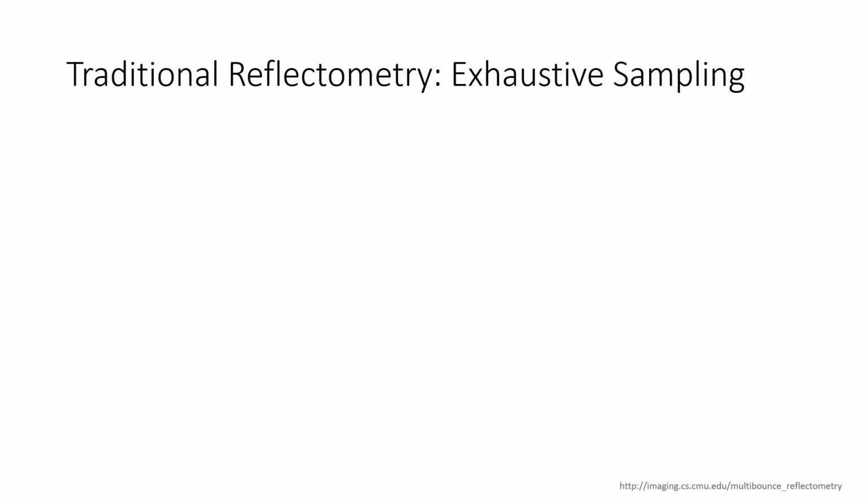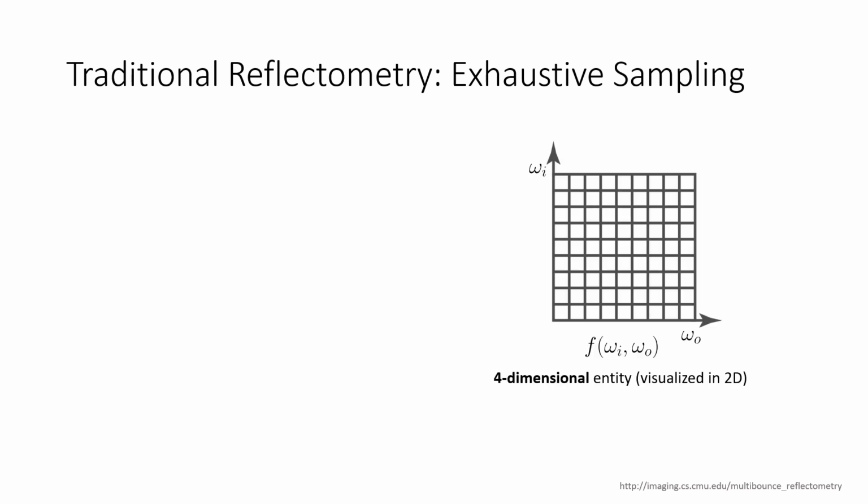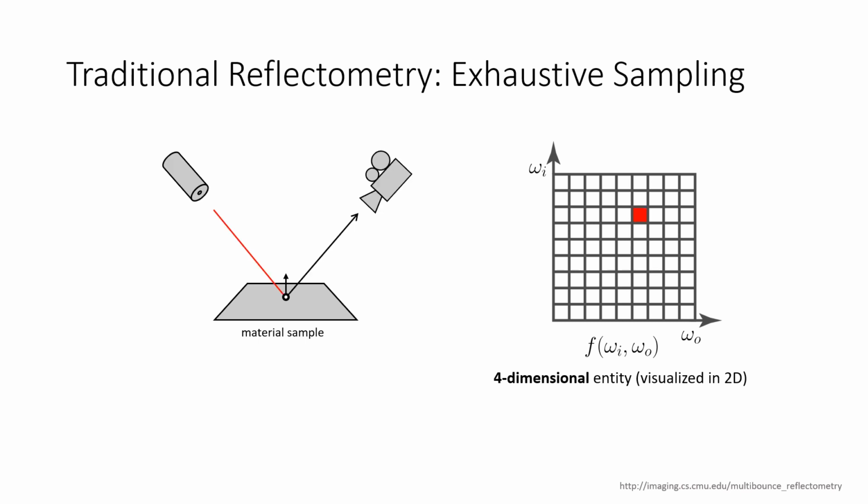In its most general form, the BRDF is a 4D function representing the amount of light a surface reflects for any combination of incoming and outgoing directions. We will discretize this function and visualize it as a 2D matrix for convenience. Probably the simplest reflectometry procedure is to use a Gonio reflectometer. We use a laser and a camera to image a flat material sample from all different combinations of incoming and outgoing directions. Each intensity measurement directly maps to a BRDF entry.